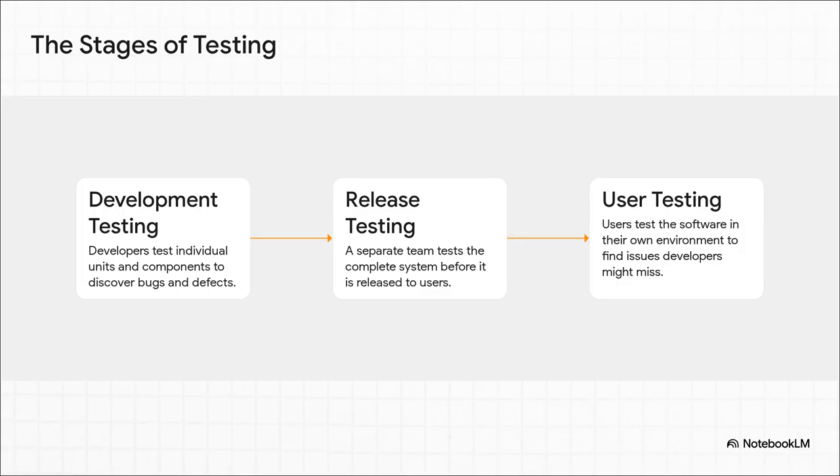It happens in stages. First, you have development testing, where the engineers are testing their own little pieces of the code. Then you have release testing, where a whole separate team comes in to test the entire system to make sure it all works together. And then there's the most important part, right? User testing. That's when they let actual users try it out in their own homes, on their own spotty Wi-Fi, on their older phones, to find all the weird issues that you just can't predict in a perfect lab environment.